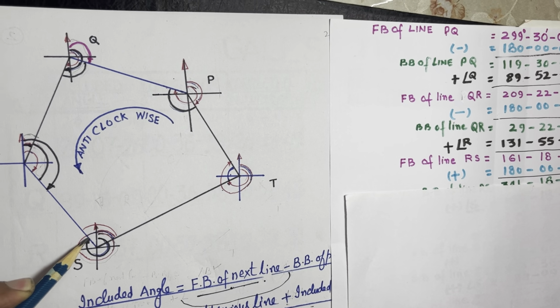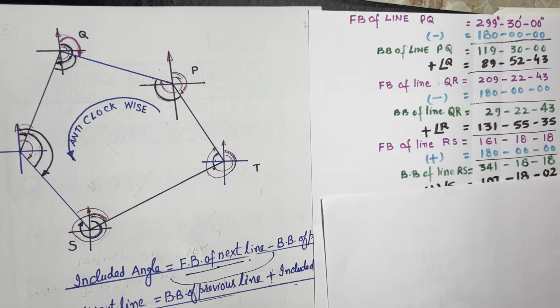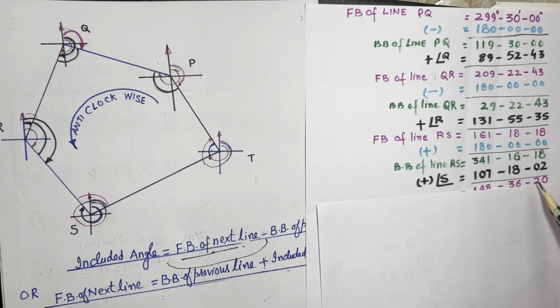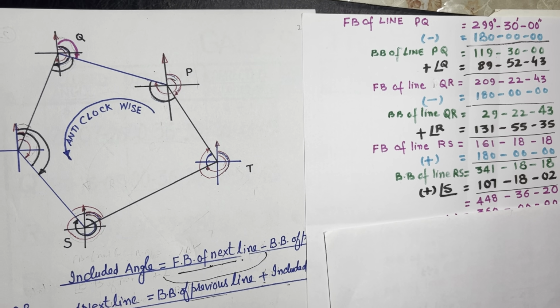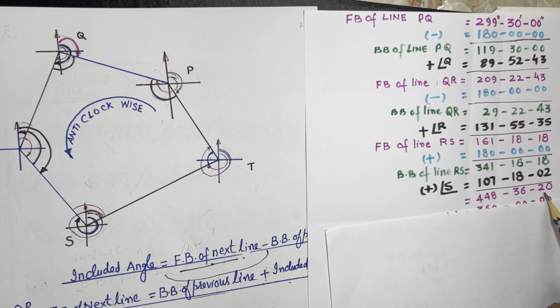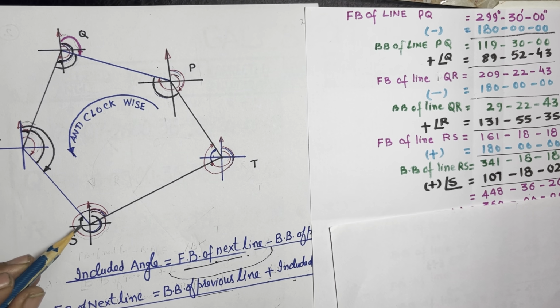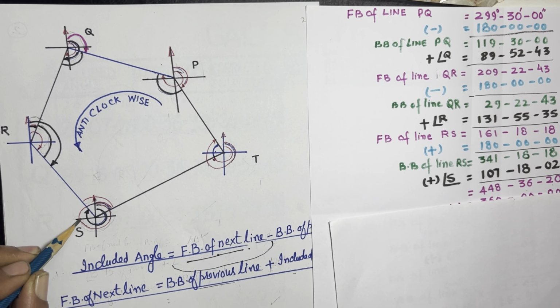Again, you add this angle S, the correct value of angle S, which is 107 degrees 18 minutes and 2 seconds. After addition of this, you can see the result. This will be 448 degrees 36 minutes 20 seconds. This completes the whole circle. You can see from here, this north line, this completes the whole circle.